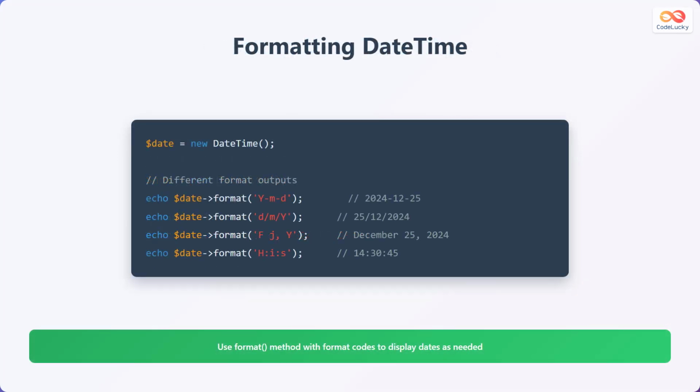To format a DateTime object into a human-readable string, use the format method. Pass a format string to the format method to specify the desired output. For example, year-month-day will output the date in that format. Day/month/year will output the date in that format. Month-name-day-year will output the date in that format. Hour, minute, second will output the time in that format. Use the format method with format codes to display dates as needed.